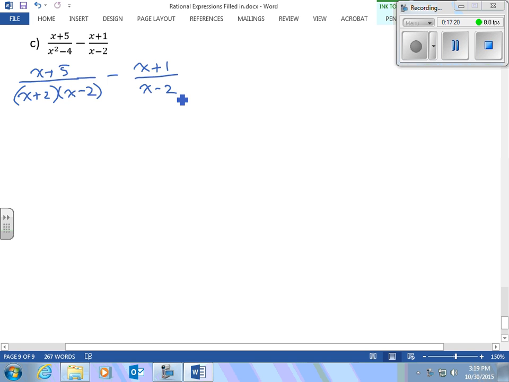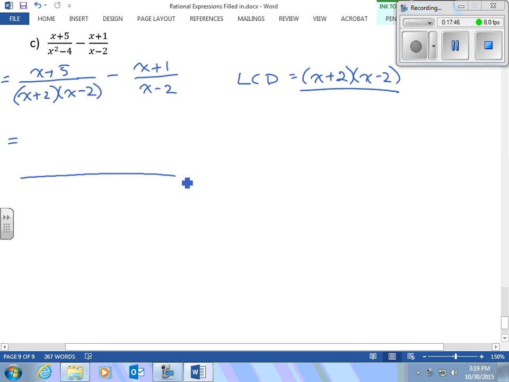So our lowest common denominator is going to be both factors from the first fraction, so the first rational expression, x plus 2 times x minus 2, and any that are missing from the second one. Notice that the second one doesn't have anything new, so this is the lowest common denominator. So that means our first rational expression is not going to change at all. Our denominator will be x plus 2 times x minus 2. Our numerator is x plus 5.